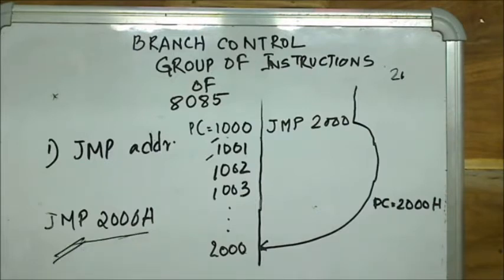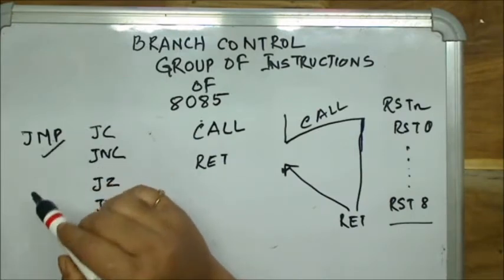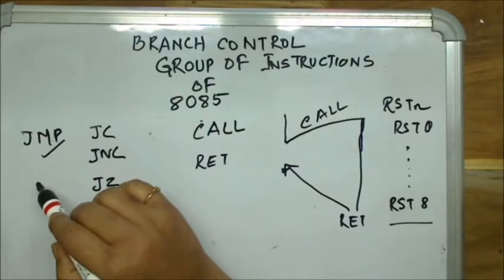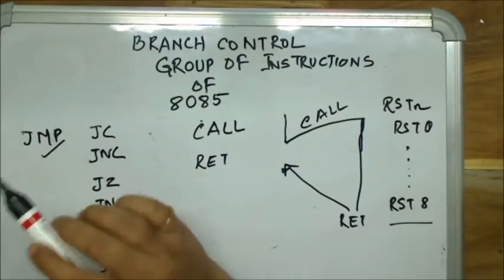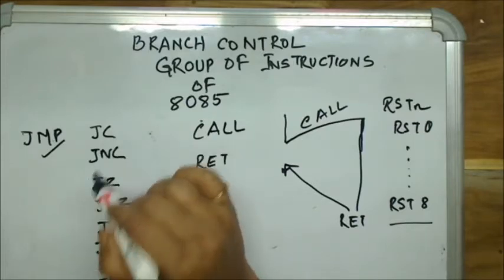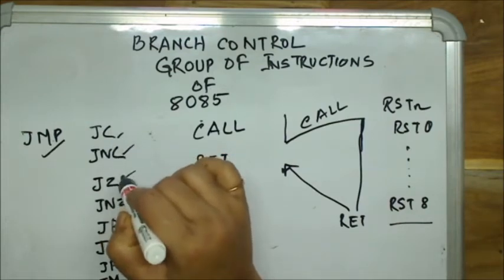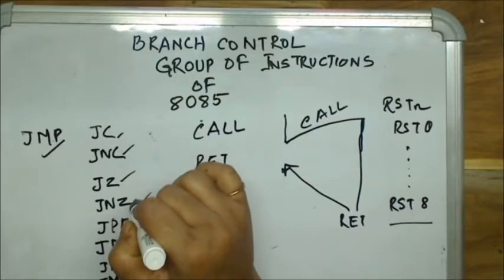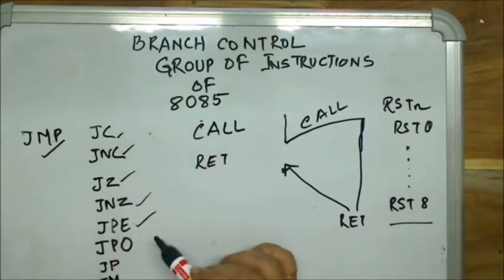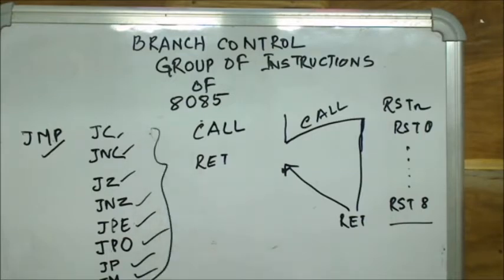So the first instruction that I will be teaching you is the whole working of this jump instruction, how this instruction works. This jump is an unconditional jump, meaning you have to jump without any condition. But there are some conditional jumps also. They are JC, jump if carry; JNC, jump if no carry; JZ, jump if 0; JNZ, jump if not 0; JPE, jump if parity even; JPO, jump if parity odd; JP, jump if plus; and JM, jump if minus. So all these are conditional jump instructions.